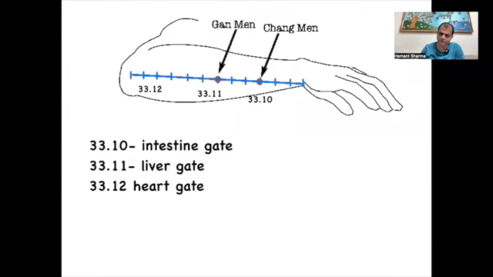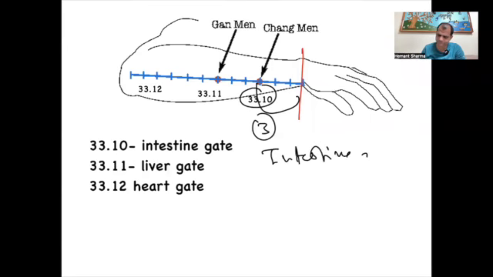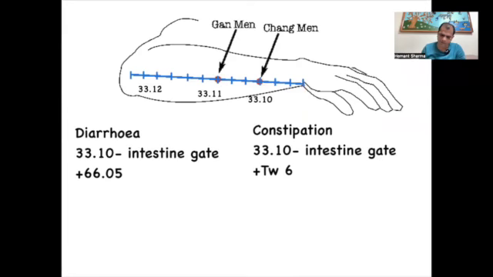So now you can see in this image, from the wrist, I am reaching 3 chun. Then there is the first point that is called intestine gate. Then again, I am going 3 chun. The second point that is called liver gate. Okay, so 2 points.